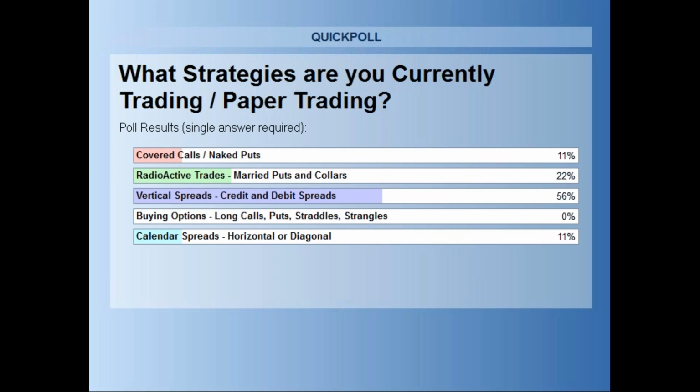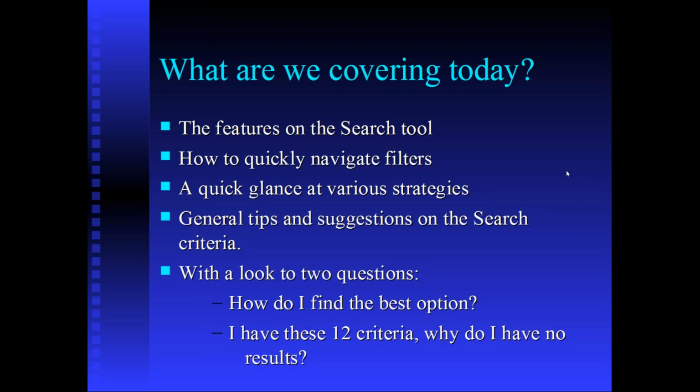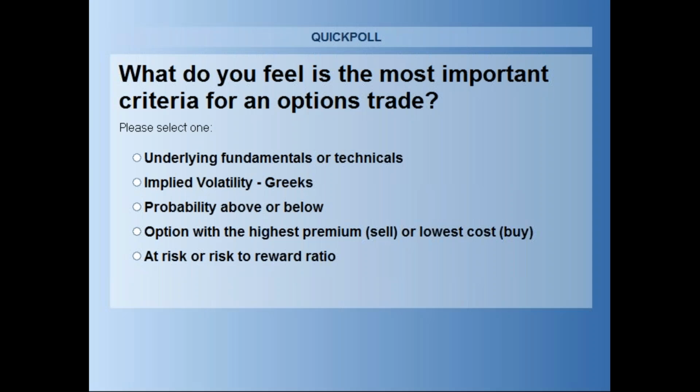All right, now let me go ahead and hide those results. I'm going to do a quick follow-up poll, and then we're going to jump right in. Last poll of the day, I promise. What do you feel is the most important criteria when looking for a new position? Is it the underlying fundamentals and technicals for the stock, regardless of the strategy? Is it the implied volatility, or looking at other Greeks, for example? Do you focus mainly on the probability for those of you using the credit spreads or the debit spreads? Are you looking for the option with the highest premium? Or do you look at the at-risk or risk-to-reward ratio?